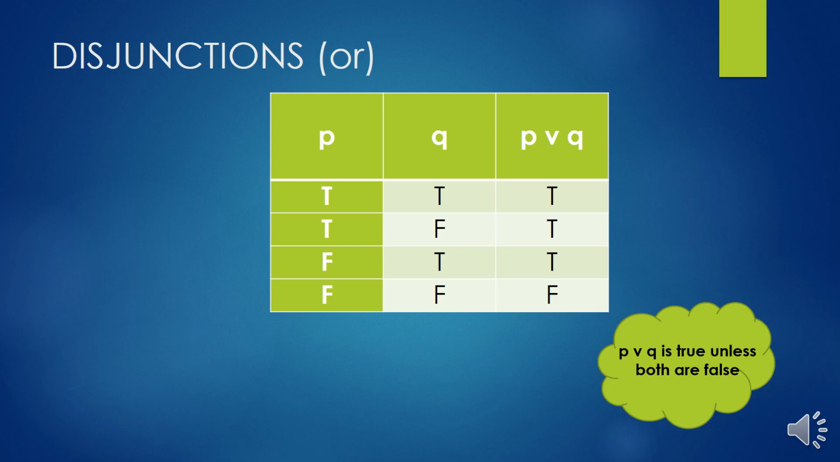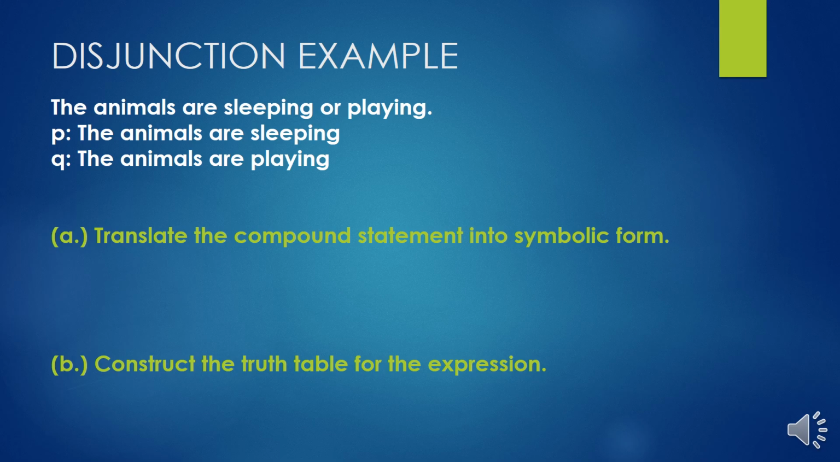Now let's look at an example. Here's our example on disjunctions. It gives us the compound statement, the animals are sleeping or playing. The statement P is the animals are sleeping. The statement Q is the animals are playing. We're going to start by translating this compound statement into symbolic form. So the animals are sleeping or playing. So that would be P or Q. Next, let's construct a truth table for the expression P or Q.